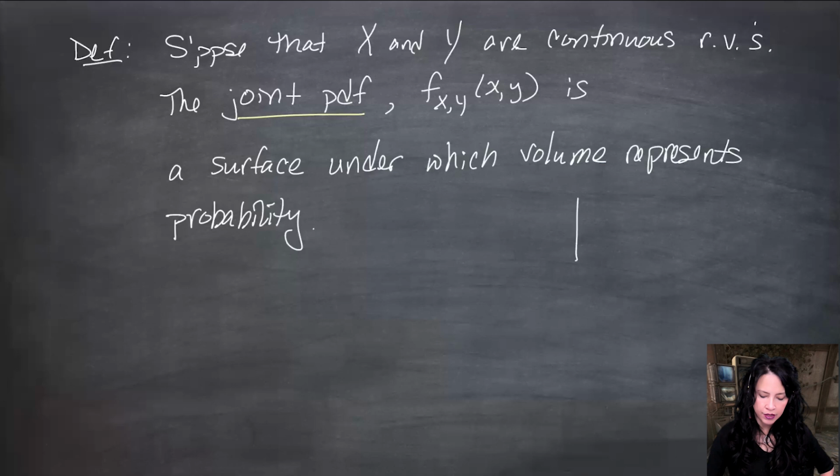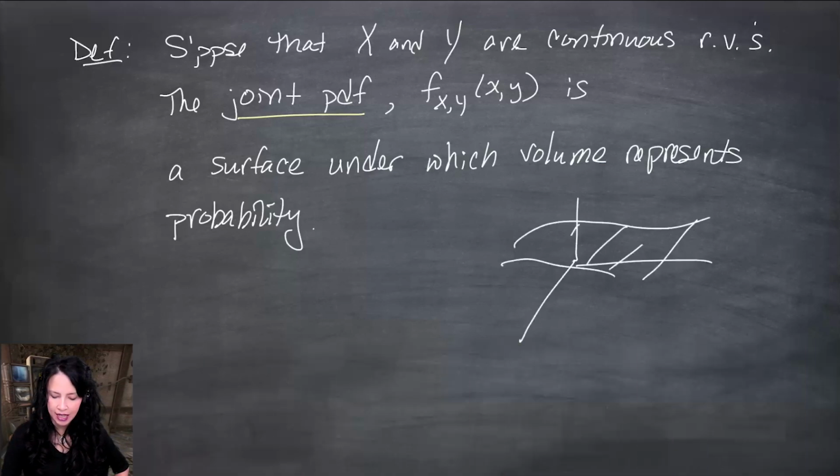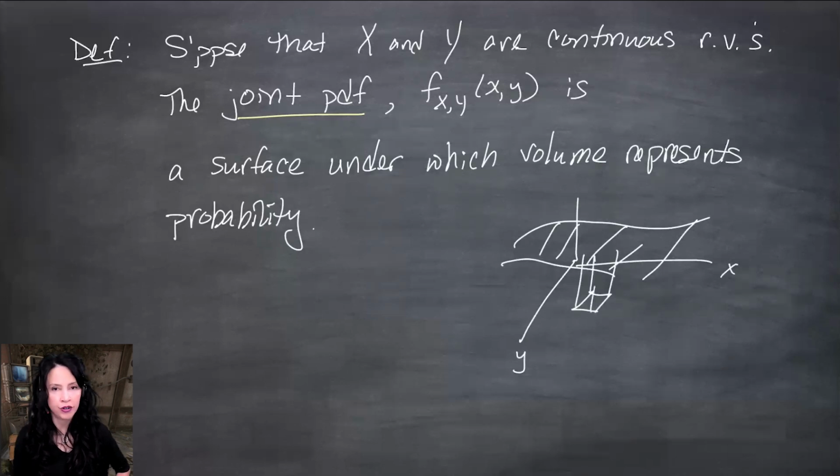I'm not good at drawing in 3D, but you've got some kind of surface. And if you want to know, so this is like an x-axis and a y-axis. If you want to know the probability you're in some region down here, you need to find the volume under the PDF by doing a double integral. And we can find marginal PDFs. I have an example coming up, but we can find marginal PDFs by integrating out the variable we don't want.